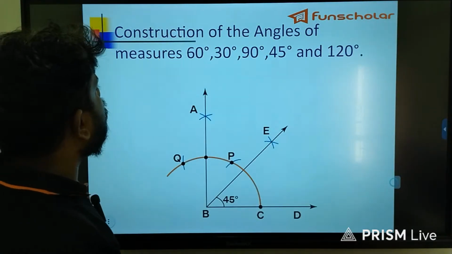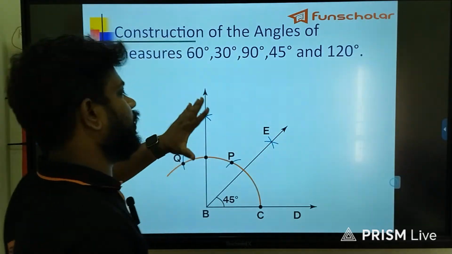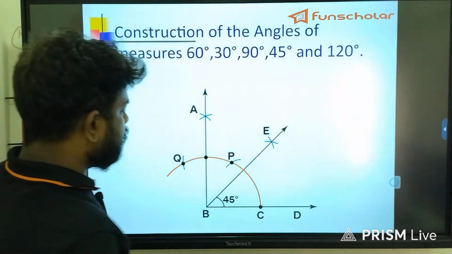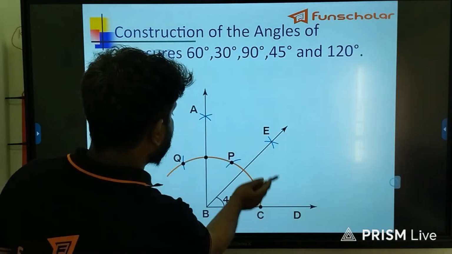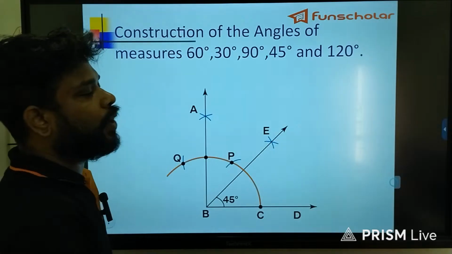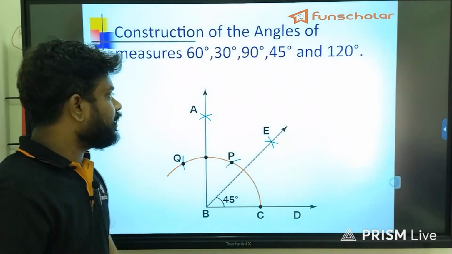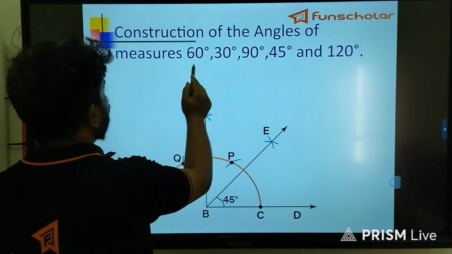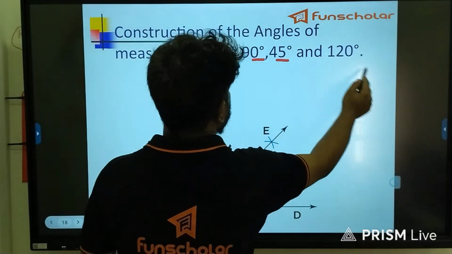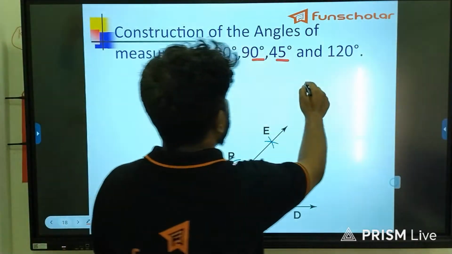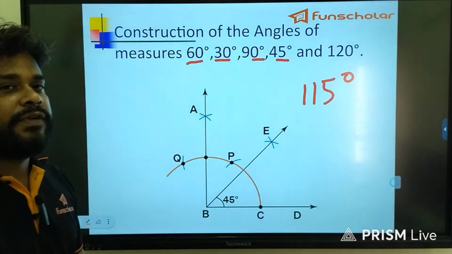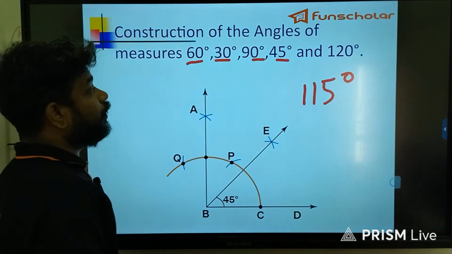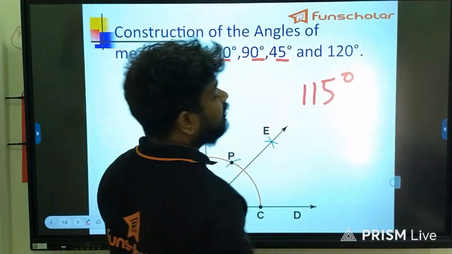The next step, construction of, yes, we have already learned this. Okay, so this one will be 45 degree, this one will be 90 degree, this one will be 60 degree, and this one will be 120 degree. Okay, so these are all the important ones which we will be getting in our exams. Sometimes you will be given something like 115 degree.